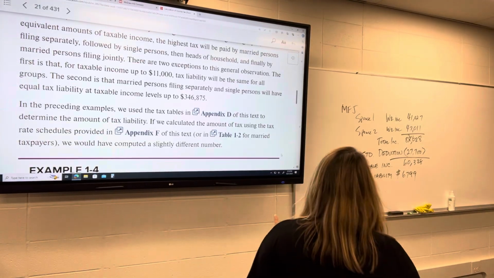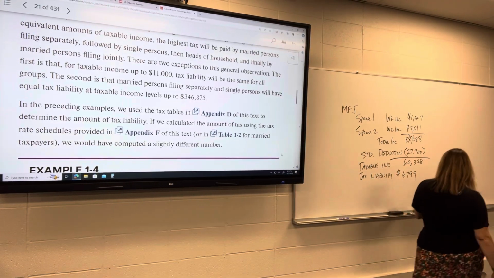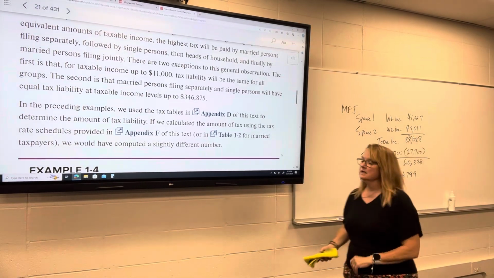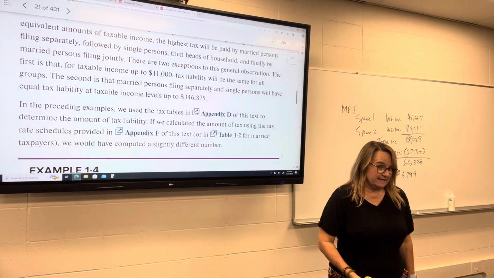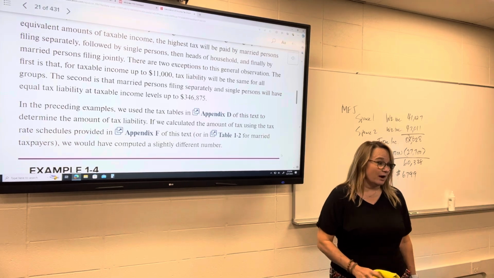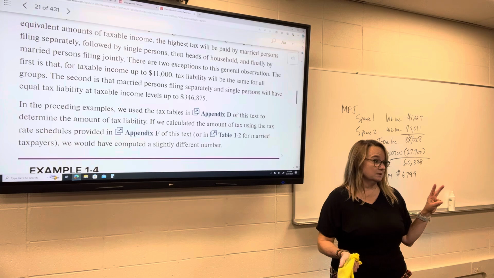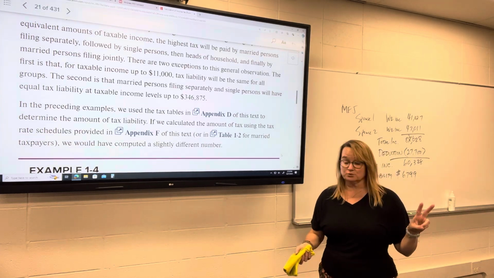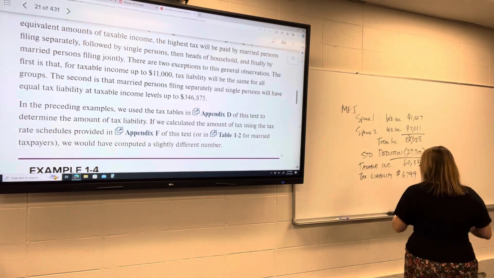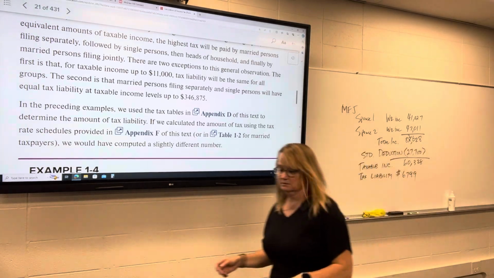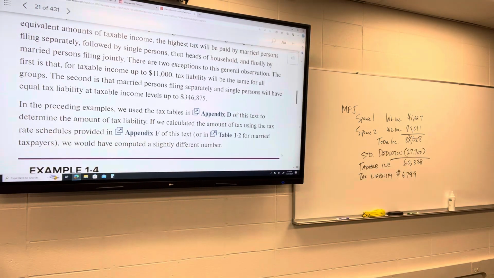So this is how we do it when we can use the tax tables. We may not be able to use the tax tables, or you can use the tax tables, but they want you to do it both ways. Use the tax rate schedules as well. So I'm going to keep this up here and use it as an example of the difference between the two.